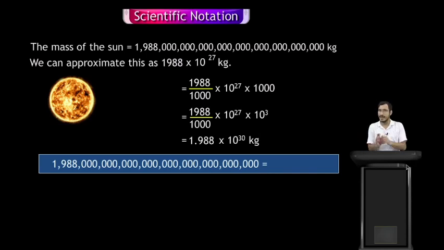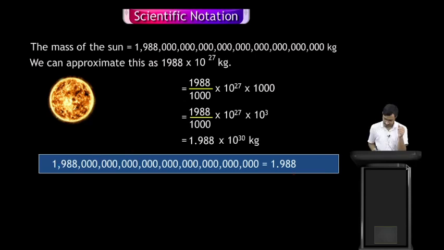So that is the exponential form, or we can say scientific notation. Here the scientific notation is 1.988 into 10 to the power 30 kg. That is the mass of the sun. Now it's pretty simple to learn this number. We can learn 1.988 into 10 to the power 30 kg. It's pretty simple.